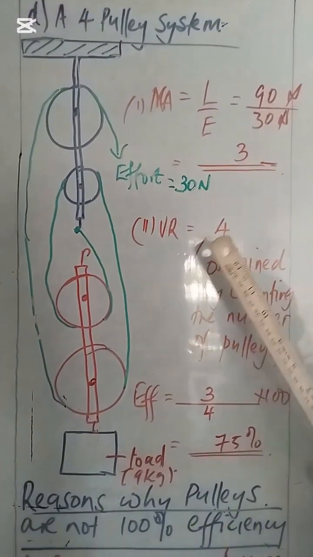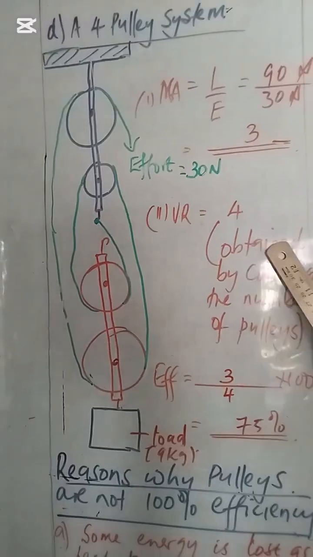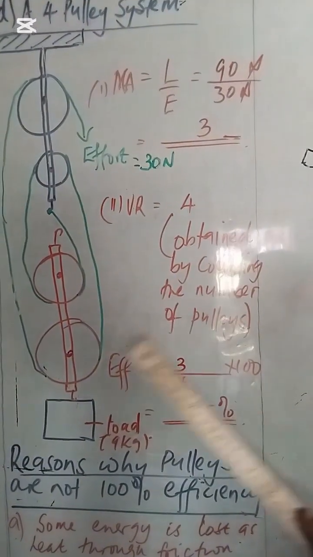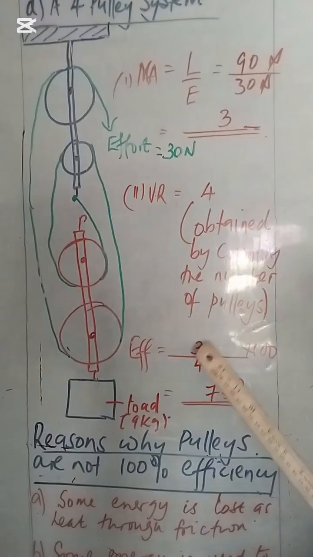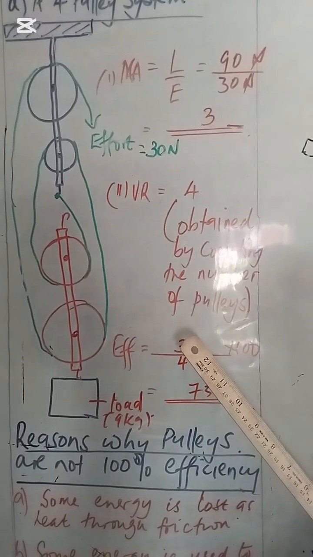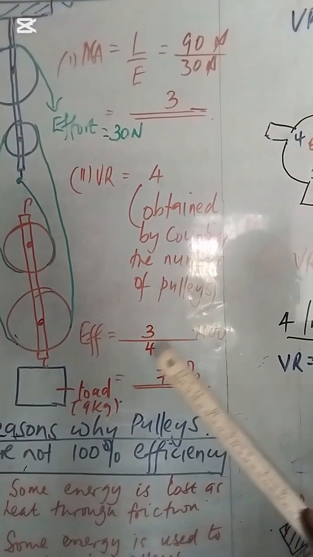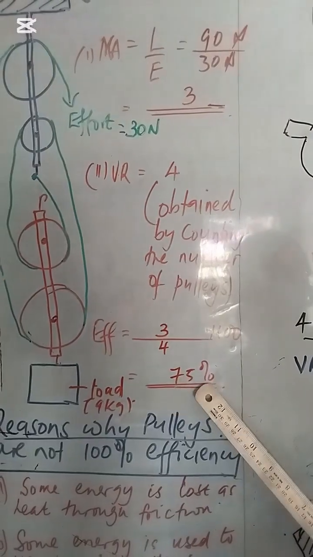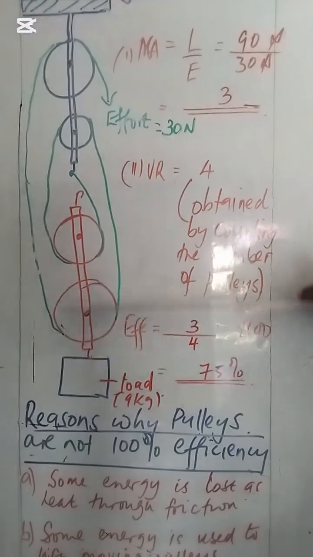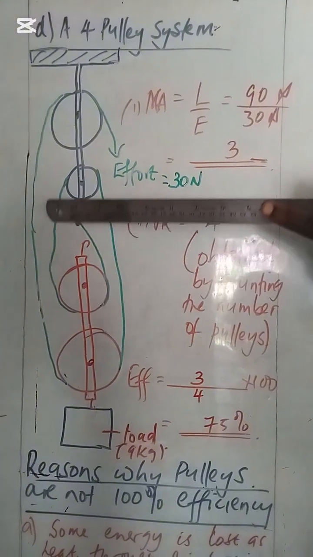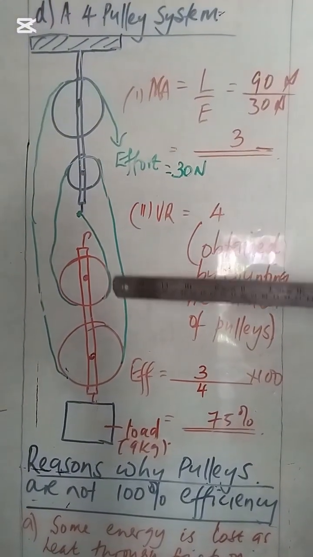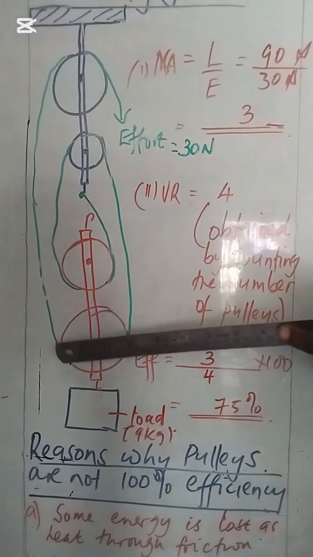VR is 4. Again, how did you obtain it? By counting the number of pulleys. 1, 2, 3, 4. Then efficiency, MA over VR. MA is 3, VR is 4, times 100. 75. Look closely at how the strings are put through the grooved wheel.